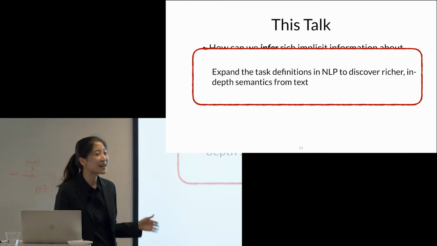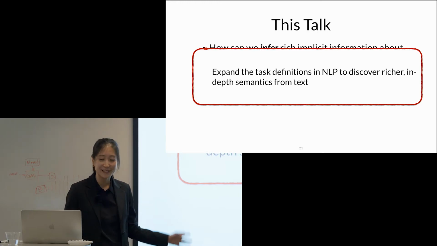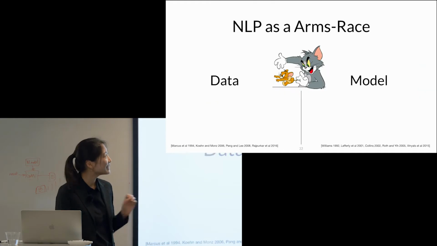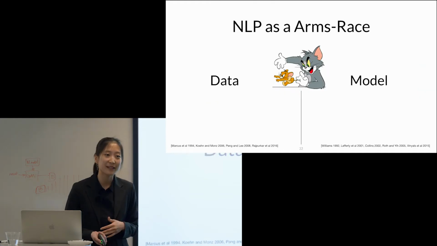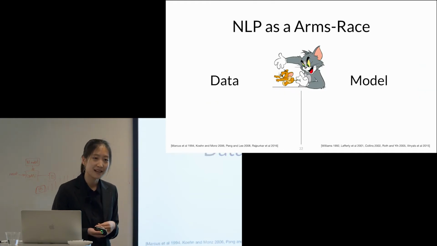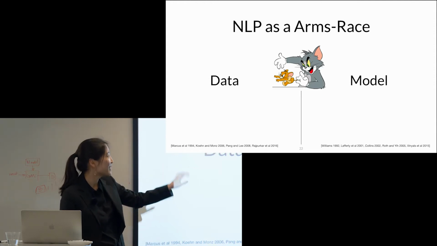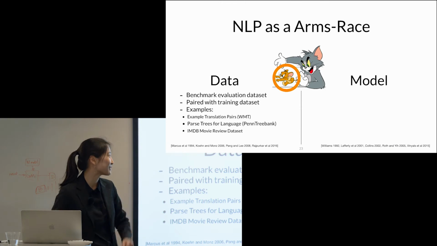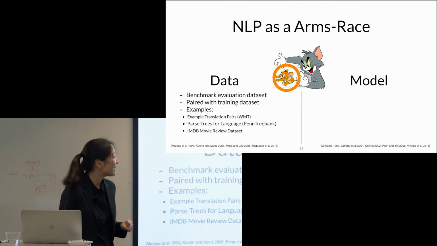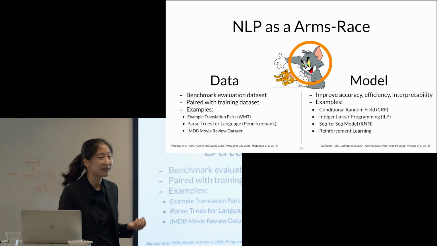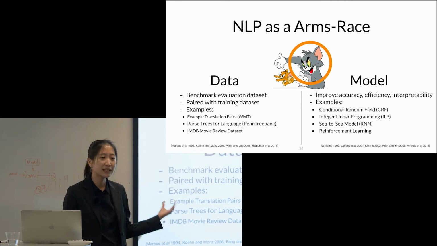Okay. So before diving into a cool research project that I have done, I want to give a little bit of an overview about how I view NLP as a field. The analogy that I'm making here is the arms race between the data and the model. I put data as a mouse who's trying to run away from the model, and the model is a cat who's trying to catch the mouse. And both have been really important in the progress of NLP.